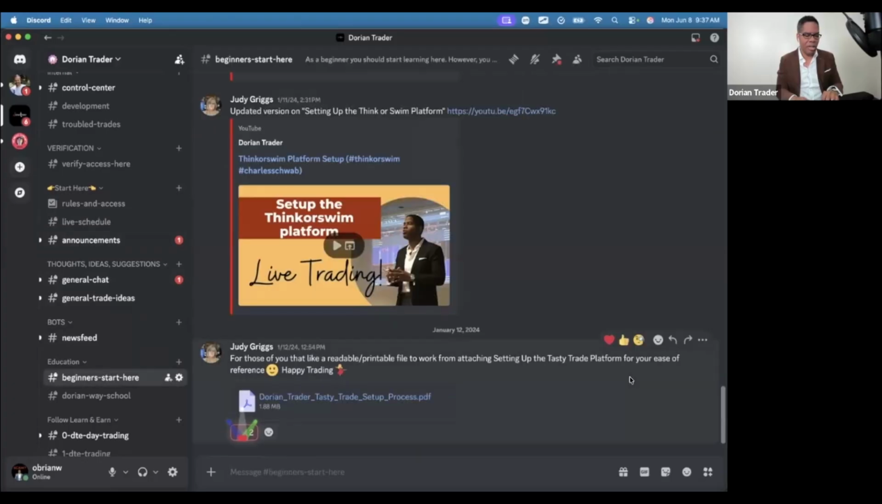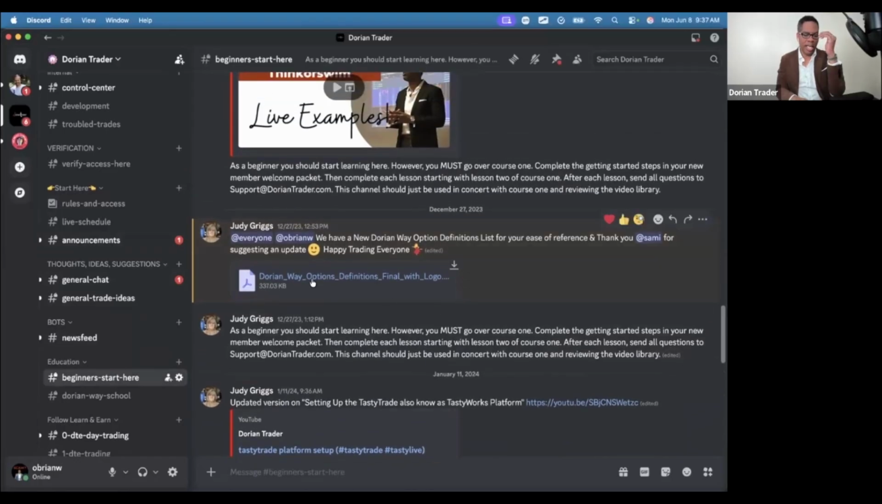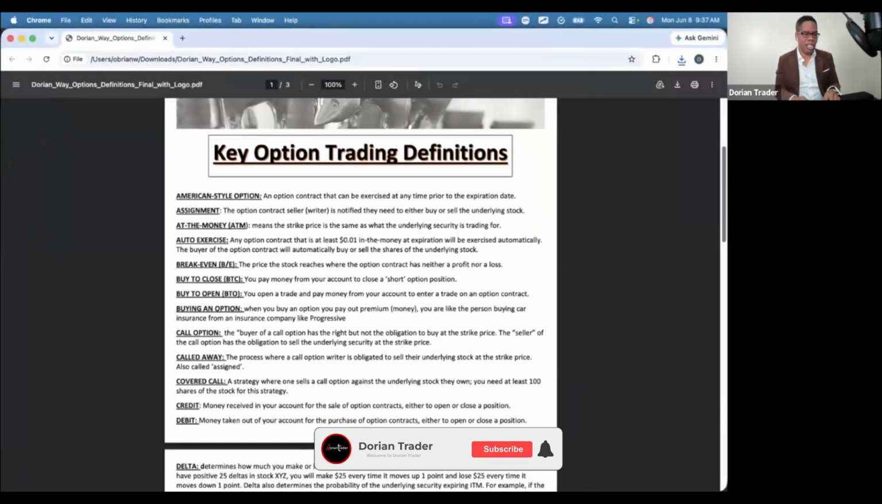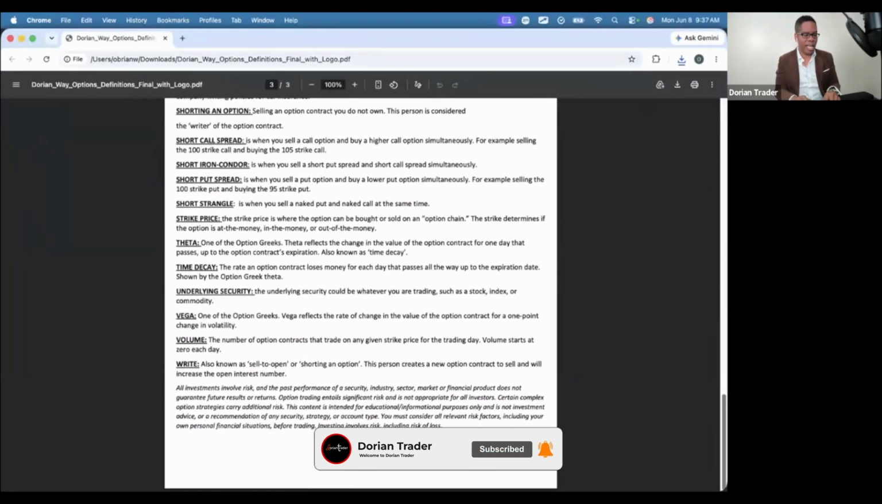what you see in here where it says beginners start here. If you jump up here and click under duty grids, it has Dorian Way options definitions. So this is old because we were calling ourselves Dorian Way back then. But let me show you what that looks like really quickly if we bring this up. It's just a little sheet of definitions. These are the things you want to understand.